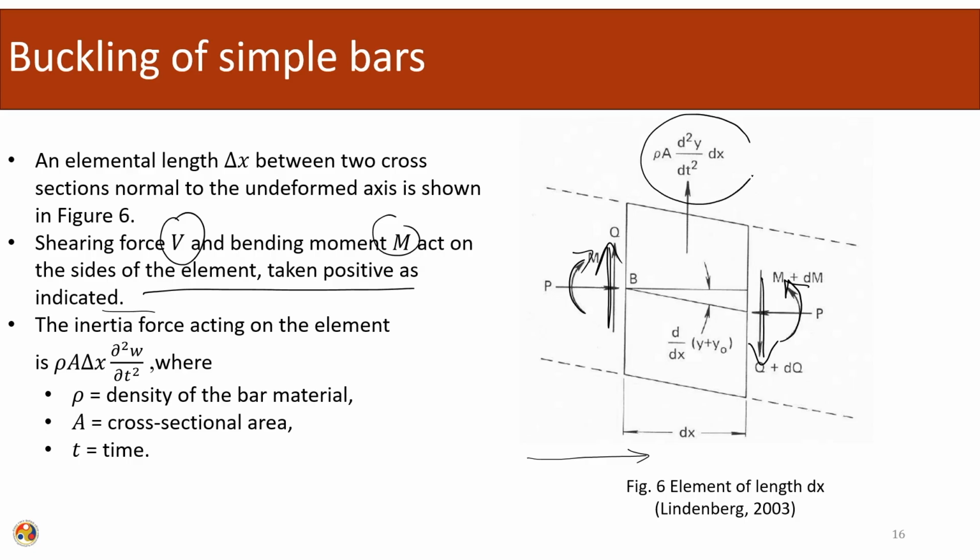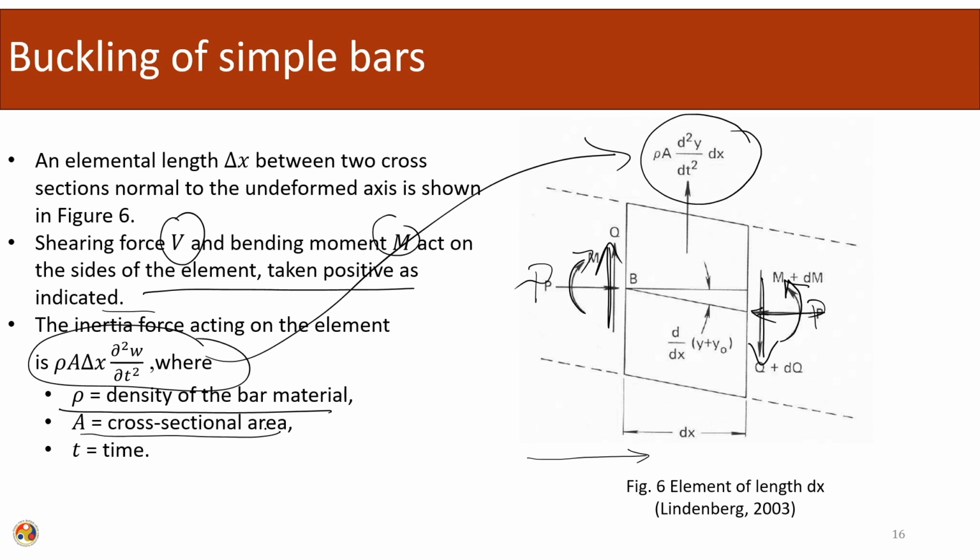This quantity is depicting the inertial effect, and P is denoting the effect of the axial force. The inertial force acting on the element is denoted by this term, as stated above, where rho is the density of the bar material, A is the cross sectional area, and T is the given time. So, this is the description of the forces acting on this differential element.